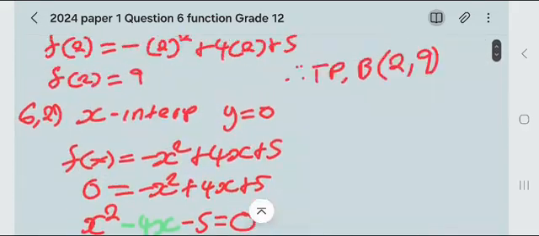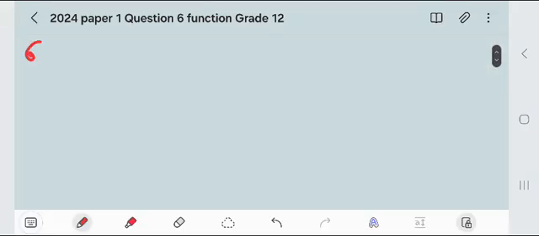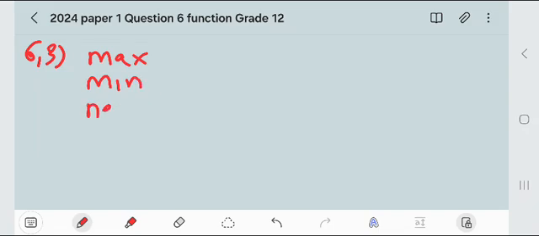6.3, right? We have 6.3. When we're talking about the maximum, minimum, nearest, least, biggest, all those things, nearest, biggest.